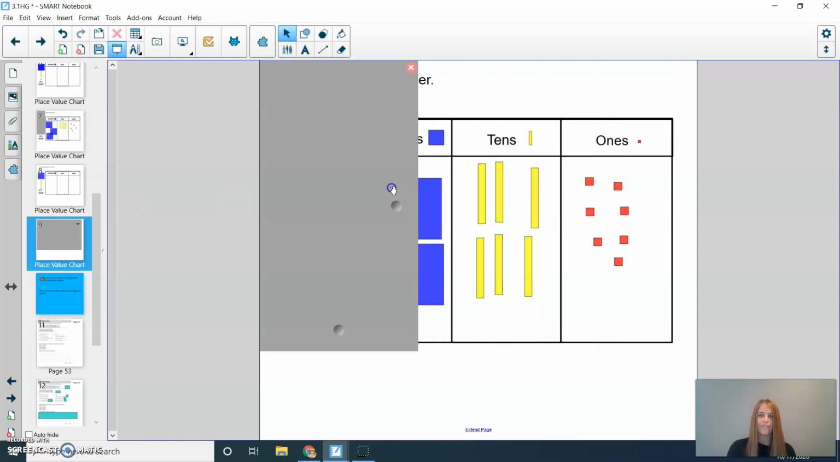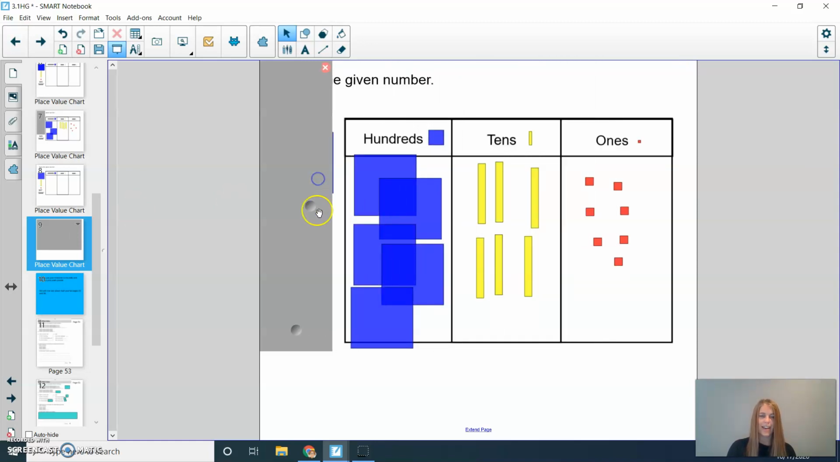So we had 567. My hundreds got a little bit squished, but you can see I have 1, 2, 3, 4, 5 hundreds. I have 6 tens for my 60, and I have 7 ones, showing the number 567. Second graders, we're going to work more with place value in today's lesson.